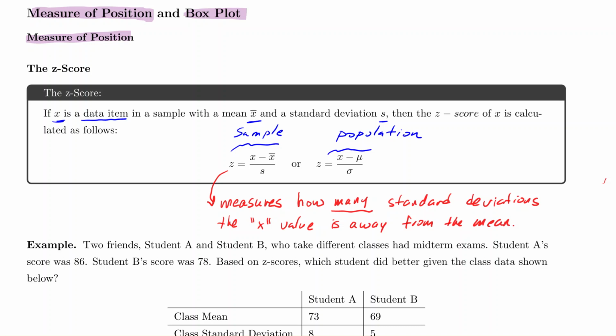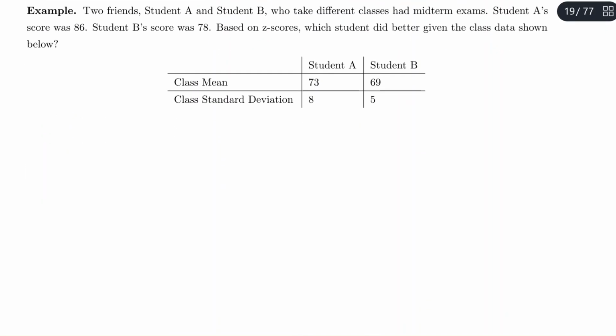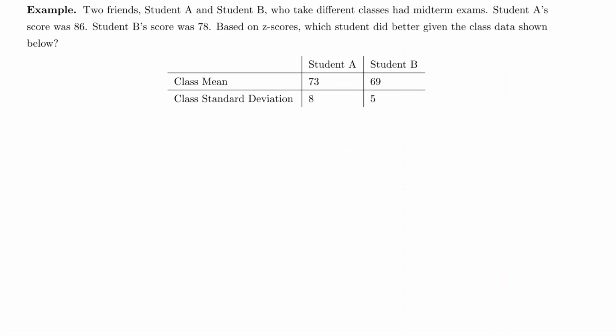So let me do an example here to demonstrate what I mean by this. Let's read this example. Two friends, student A and B, who take different classes, have midterm exams. Student A's score was 86 and B's score was 78. Based on the z-score, which student did better given the class data shown below? Let's find the z-score for student A and student B first.